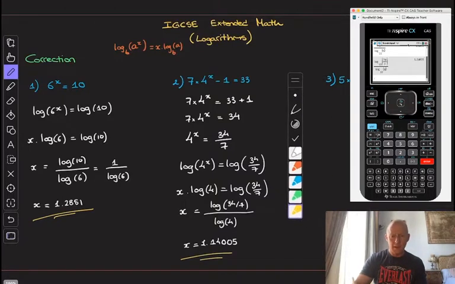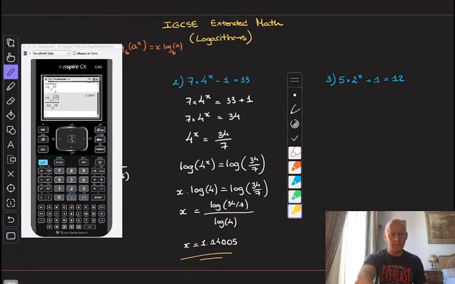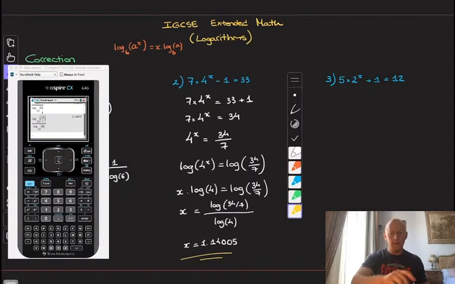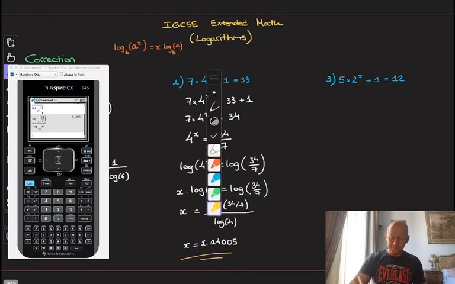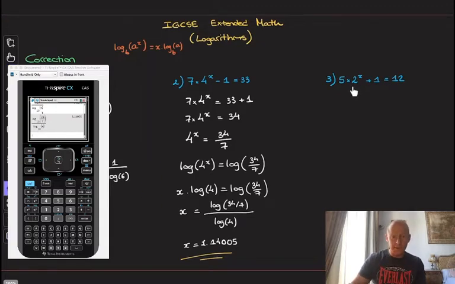Okay? Now for the last question, I need to move the calculator a bit. Let's see. I'll move it over here on the far left-hand side. There we go. For the last question, the method is very, very similar to the one we just solved. First thing I need to do is isolate this 2 to the power of x. And for that, I'm going to start by getting rid of this 1 that's being added to it.